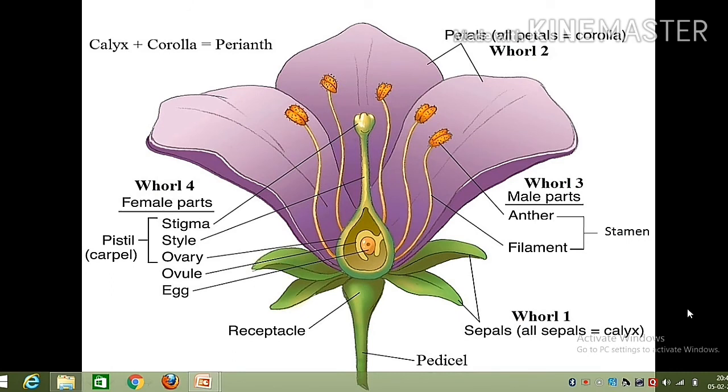Now let us come to the third whorl, which is the male reproductive part, that is the androecium. Here in this picture you can see this round structure is known as anther, and anther produces pollen grain, and these thread-like structures are known as filament, which is a support for the anther. Together anther and filament is known as stamen.